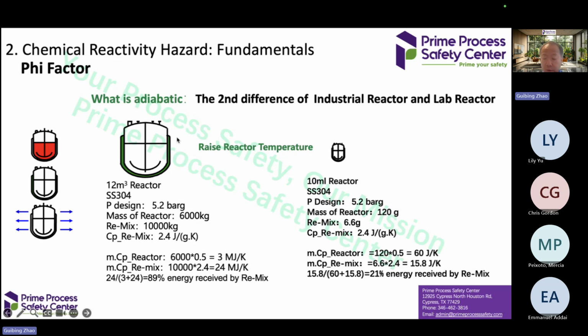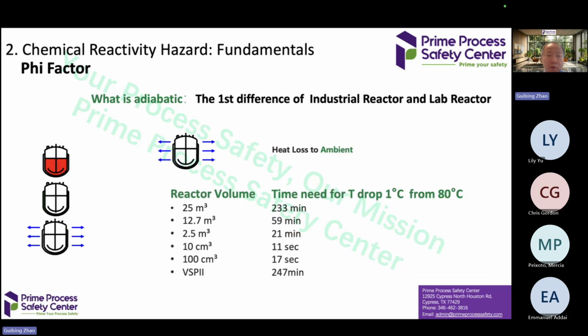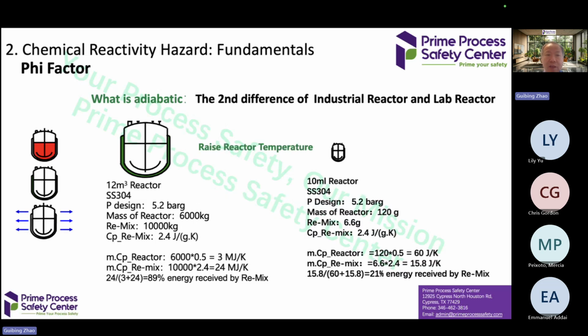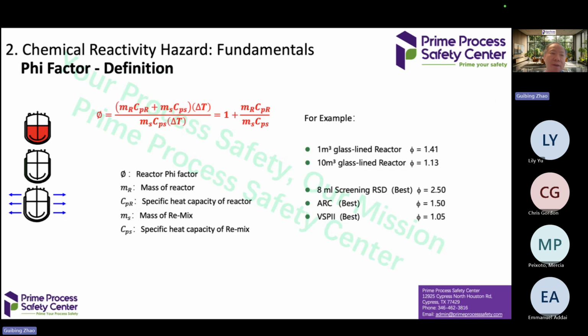Okay, so as chemical reaction hazard experts, everybody should adequately understand the difference between a big reactor and a small reactor. So for the second difference, basically it comes down to a factor called the phi factor. This is a very important concept. I hope everybody takes this concept home and will utilize it in your work.